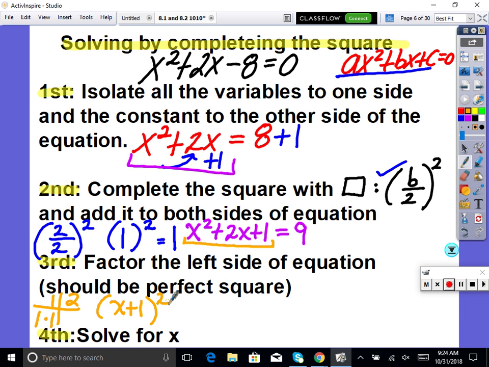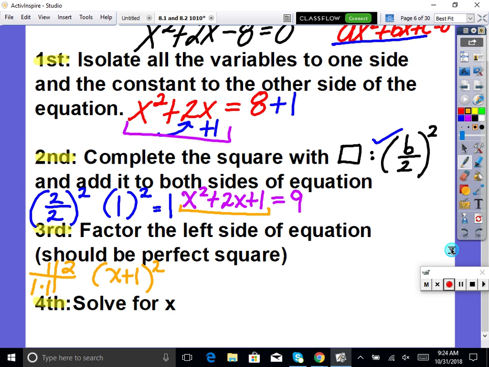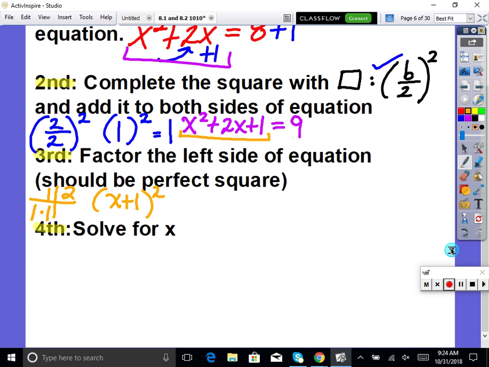So we have not changed the left side. I'm going to scroll up, and we still have equals 9 there. We just factored it. Instead of having it in standard form, we have it in factored form: x plus 1 squared, and that's now equal to 9. Why was that useful? Because now we can just square root it.